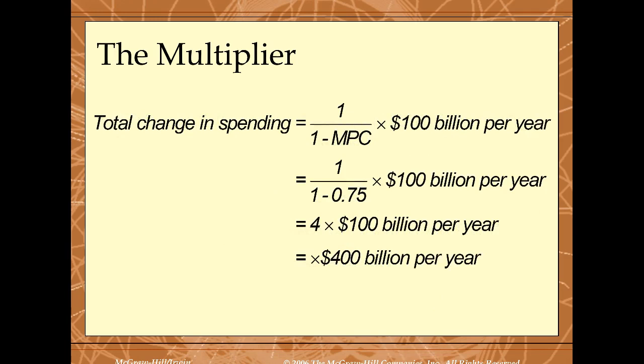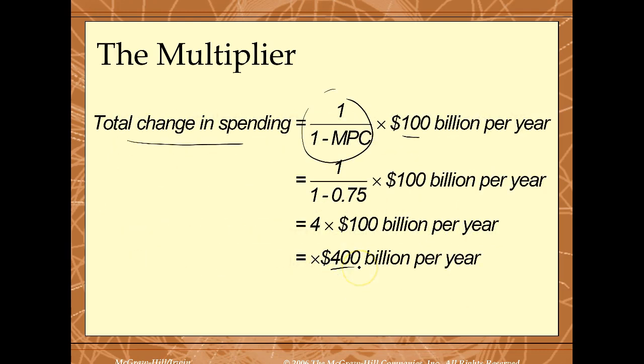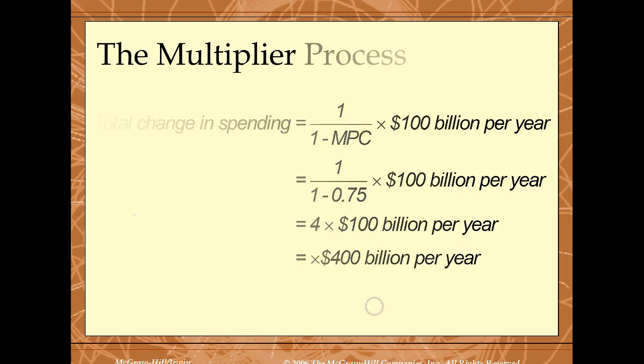So we could, again, look at it in this way. Total change in spending is going to equal the multiplier, which is 1 over 1 minus MPC, multiplied by the initial change. And as this works its way through the economy, eventually you get a $400 billion drop.